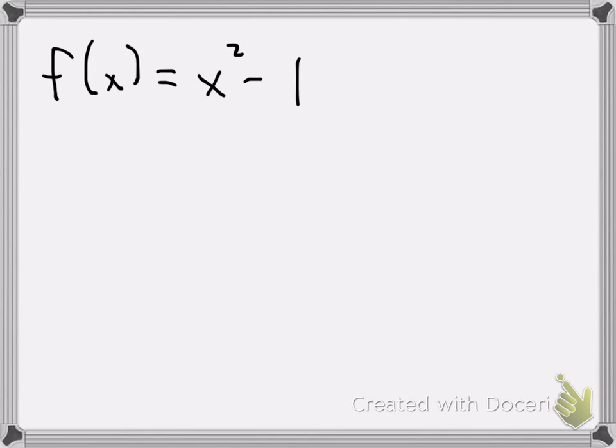All right, Lori, let's take a look at the question you sent me and ask my instructor and see if we can figure out what's going on. So our equation is f of x equals x squared minus 1, and our goal is to graph it.